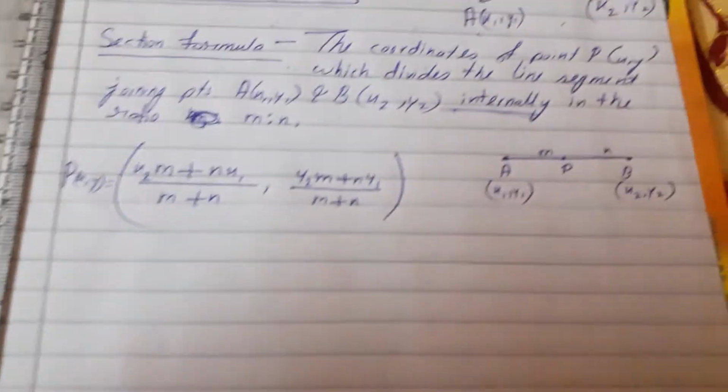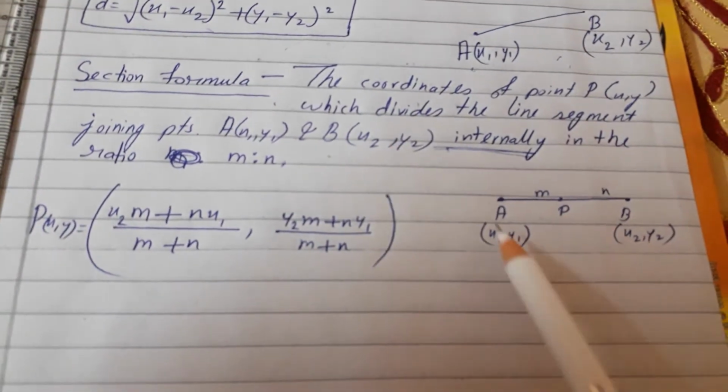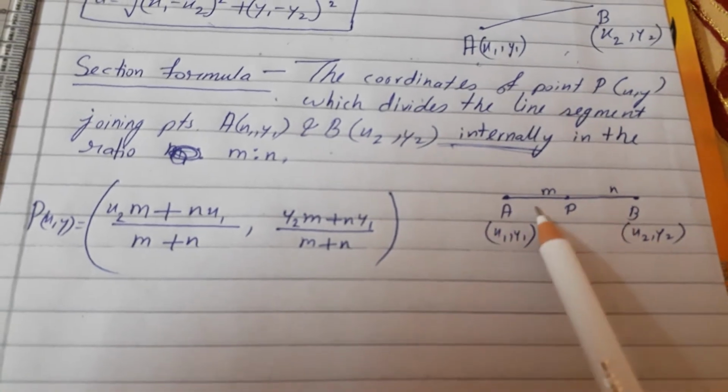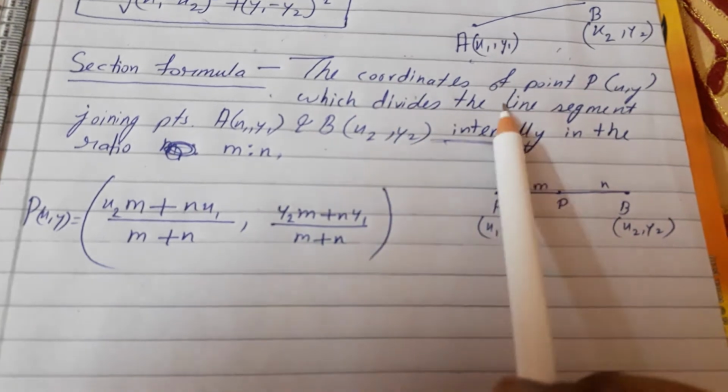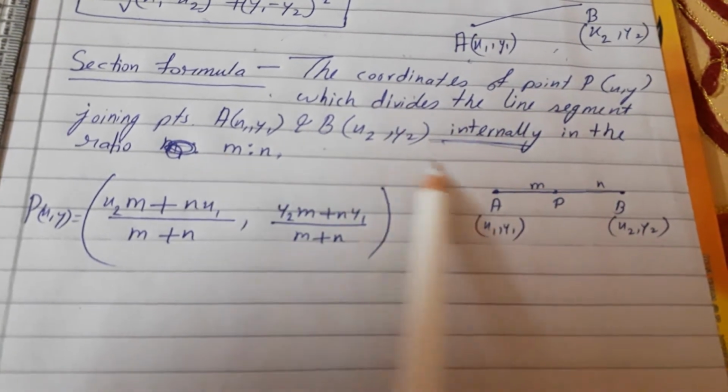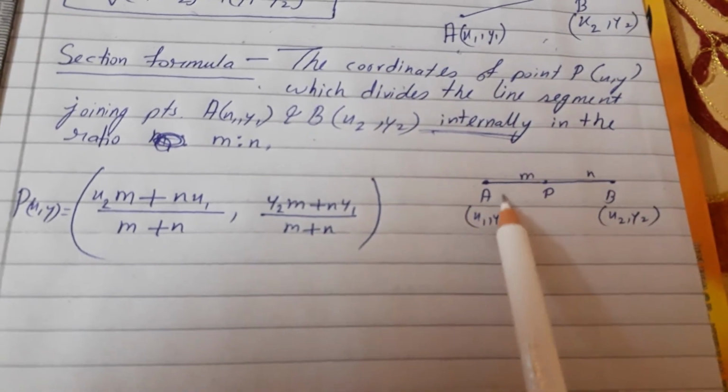For learning this formula, see here this line is the line AB and P is a point between them. It is written here that the point P divides the line joining points A and B internally in the ratio m to n.